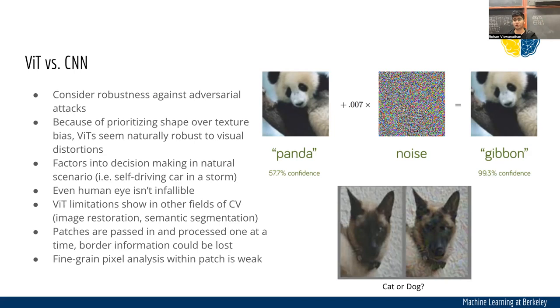But in terms of adversarial robustness, because ViTs learn as humans learn, by prioritizing shape over texture, they seem to be naturally robust to visual distortions, but there has to be a lot more experimentation done on this. Yeah, because you can think of this noise filter that's being applied as essentially a textural bias that you're applying to this image.